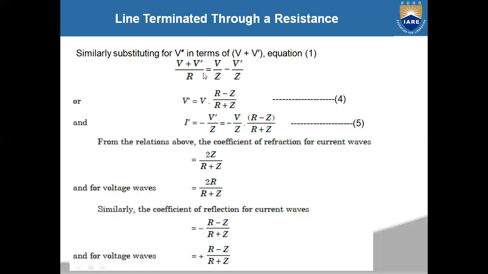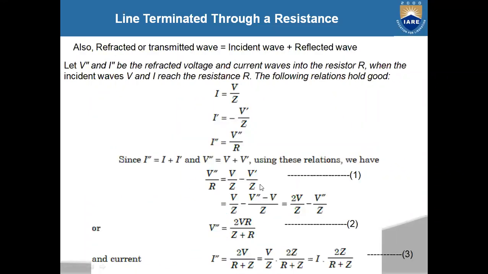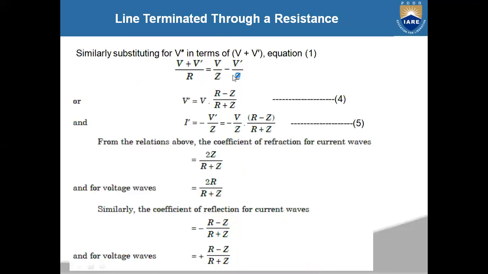To get the reflection voltage and current waves, in place of V double dash you are going to substitute V plus V dash in equation 1. In place of V double dash we substitute V plus V dash. So what you get is V plus V dash by Z, R is equal to V by Z minus V dash by Z. That is the equation you will get here.